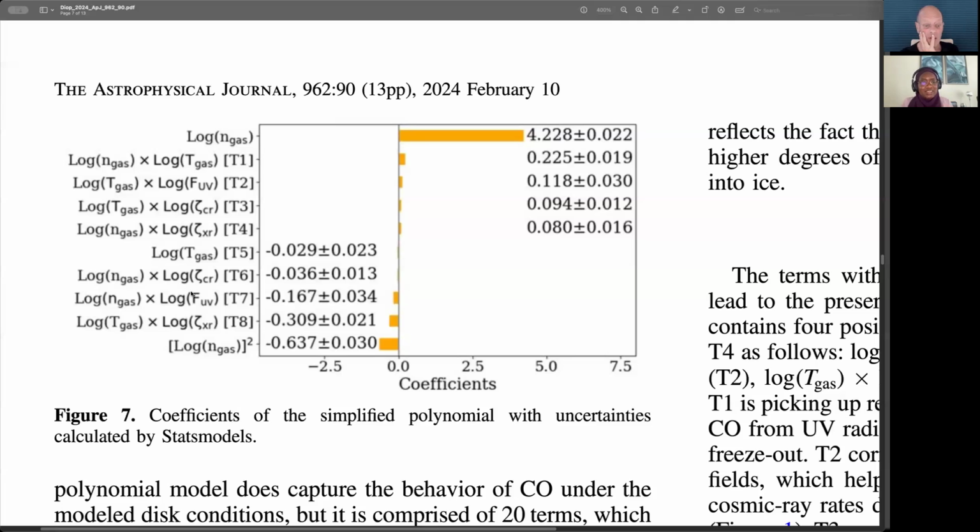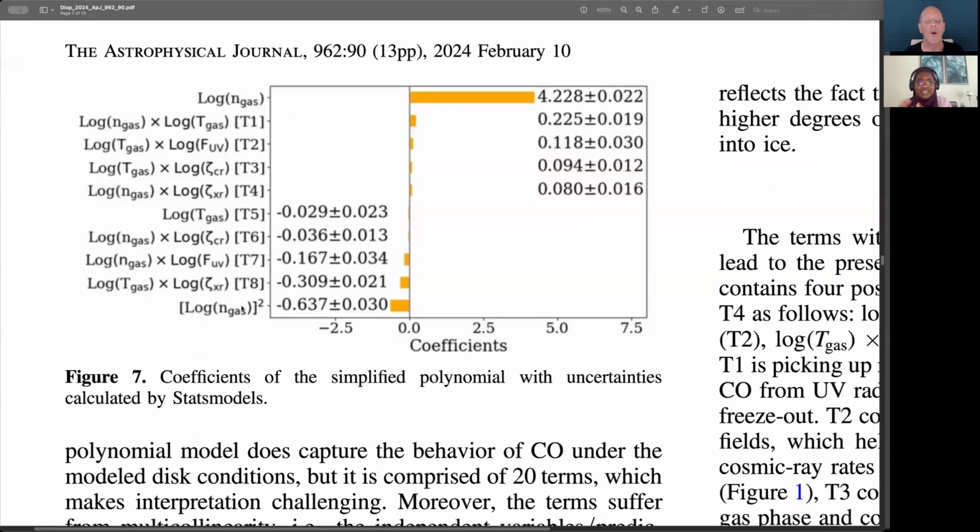The last piece that was also interesting is that when we ignore gas density and compare the negative side and the positive side in terms of coefficient values, we see that the negative side tends to dominate a little bit, suggesting that CO tends more toward being destroyed than being preserved in the gas phase. And this is consistent with our observation of CO seeming to be depleted from what we see in the ISM.